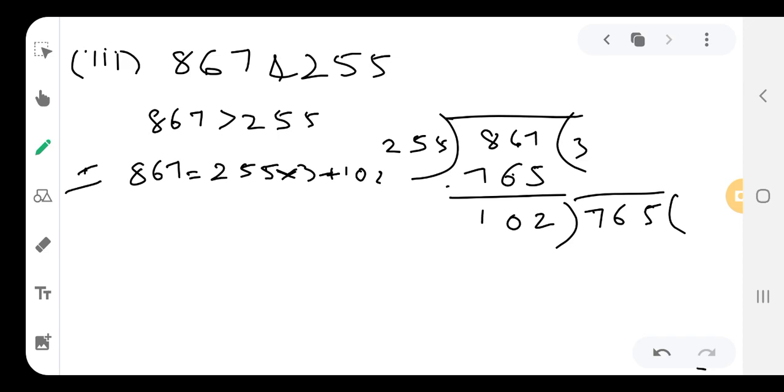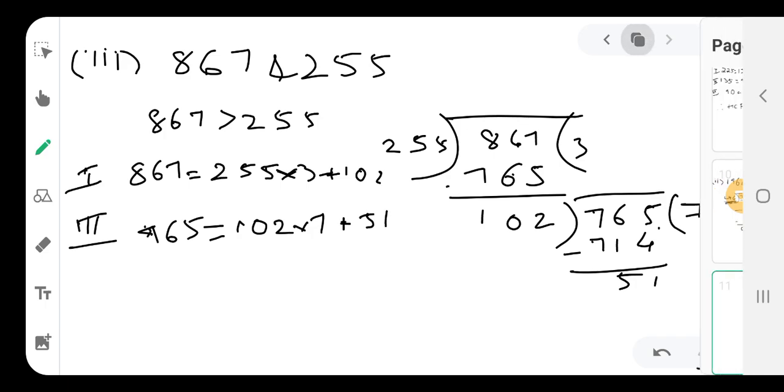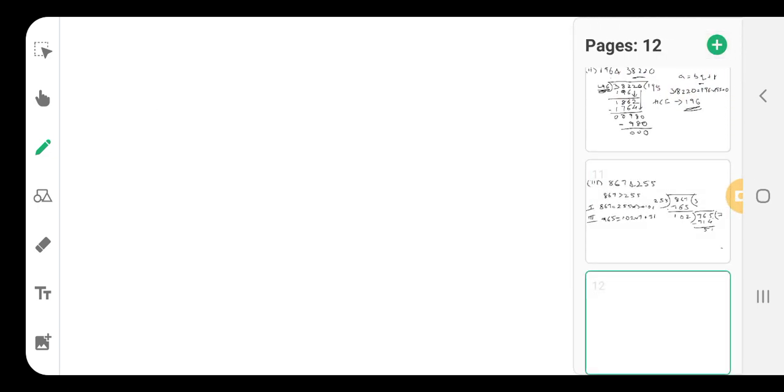So then the second step we'll see. So it goes 7 times. So 714. The remainder is how much? 51. Okay. So the second step we'll write here. So this is the B, that is A. 765 is equal to 102 into 7 plus 51. Okay. Now 51 will be the divisor.